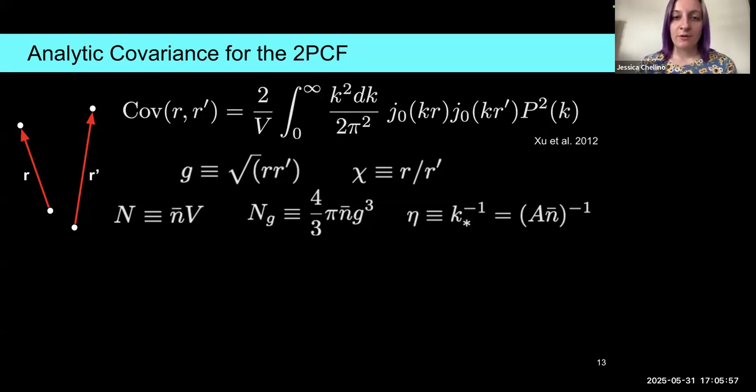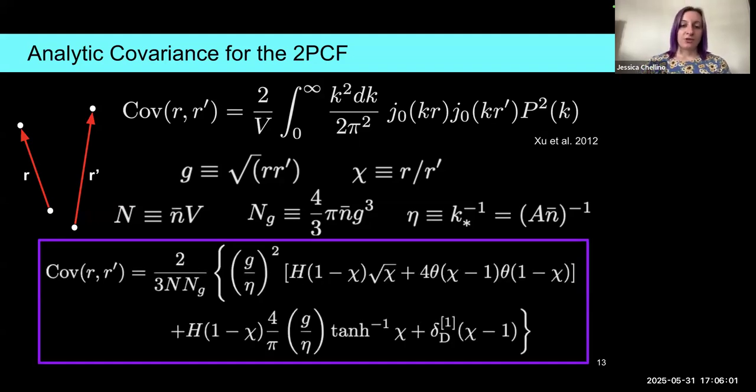Now, when we evaluate the covariance matrix of the two-point function using our power spectrum model, we end up with this result. So you can see we have our physically relevant quantities in here. These h's are Heaviside functions, so this term only contributes when 1 is greater than chi, and similarly down here. These thetas are also Heaviside functions, and the product of them tells you that this term only contributes when r and r prime are equal, and then we also have a direct delta term.